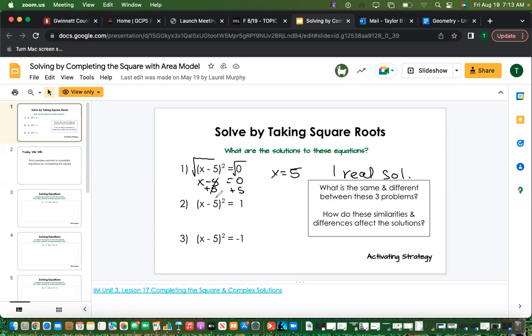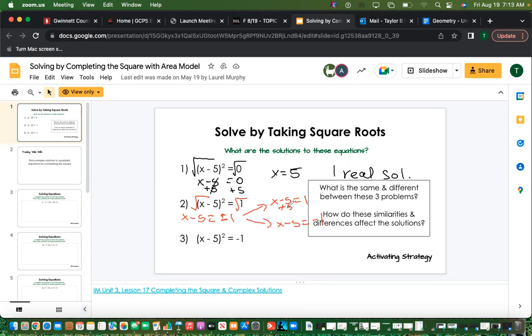On this next one, I'm going to do the same process. I'm going to take the square root of both sides. But this time when I take the square root, what's the square root of 1? Positive 1 and negative 1, right? So this is going to have 2 solutions in this instance, and this turns into 2 separate equations. So this is going to be x minus 5 equals 1, and x minus 5 equals negative 1.